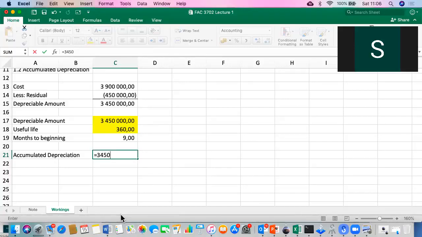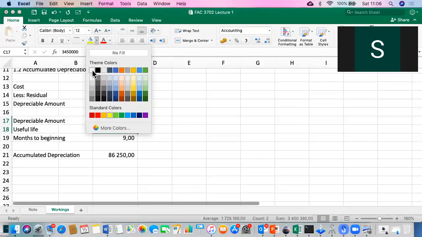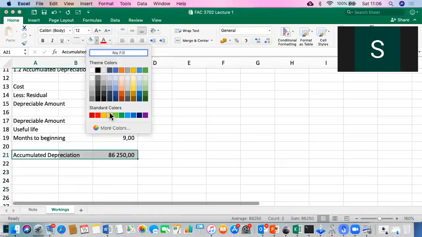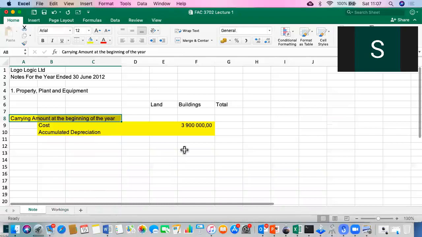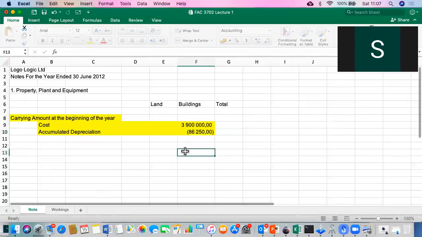I'll just write it out so you can see it as well. Okay, and you get depreciation of 86,250. So that's the accumulated depreciation to the beginning of the year. So it goes into the note, 86,250.